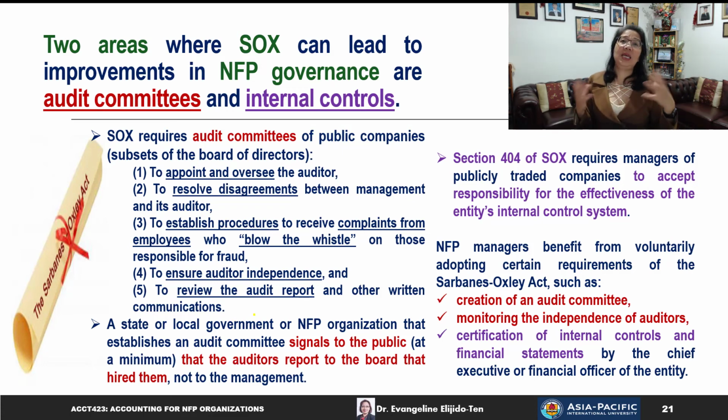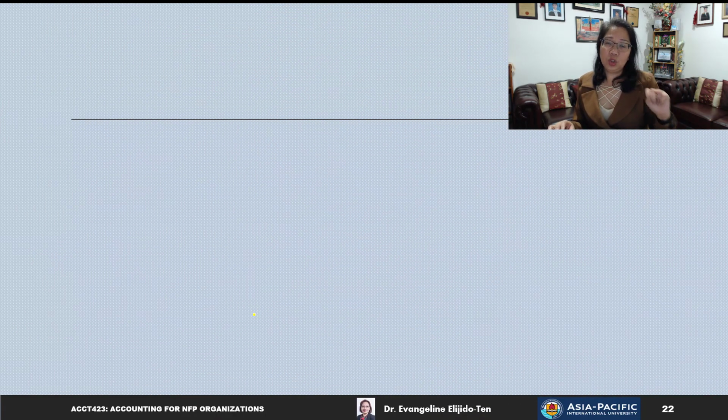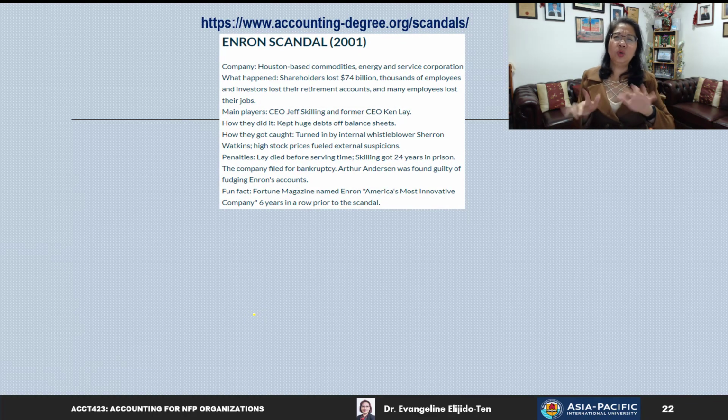Why was SOX enacted, you might ask? Well, remember the corporate scandals in the late 1990s to early 2000s? The two big ones that I have mentioned are the Enron and the WorldCom debacle. So if you just Google corporate scandals in the 90s or 2000s, you will find so much information. If you have a look at this website, for example, www.accounting-degree.org/scandals, you will see the Enron scandal in 2001.